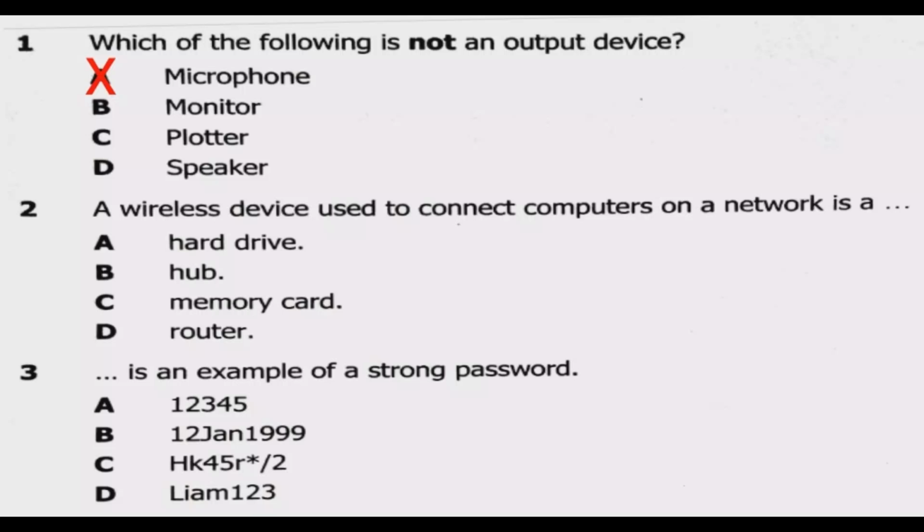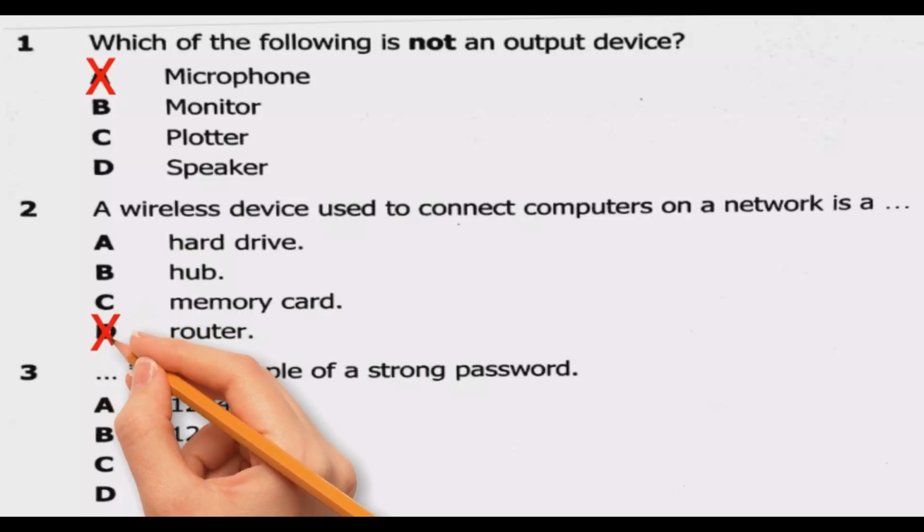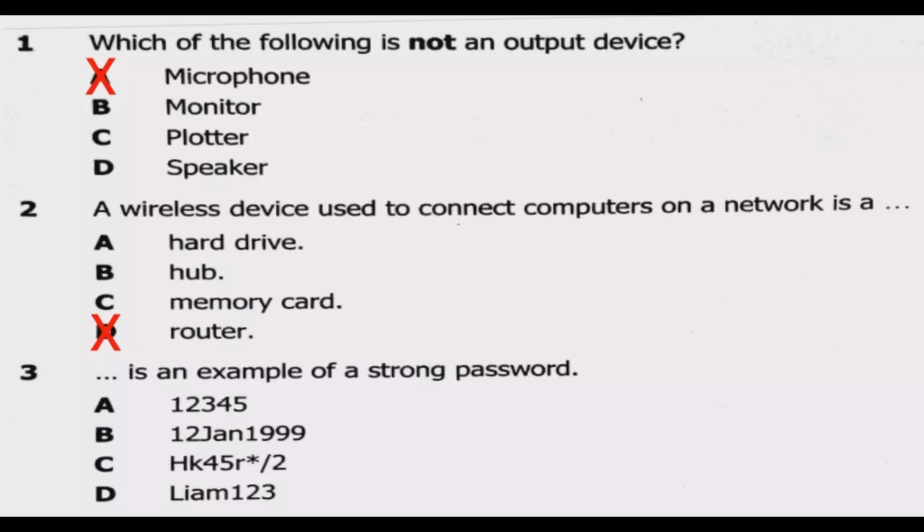A wireless device used to connect computers on a network is A. Hard drive. Hard drive, this is a storage device. B. Hub. C. Memory card, which is also a storage device. So the correct answer is D. Router. Some call it router, others say router. So the correct answer is D.